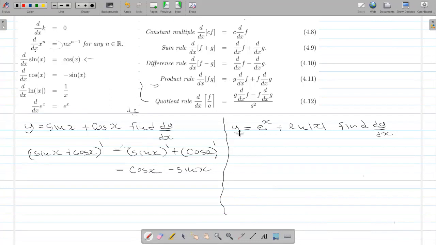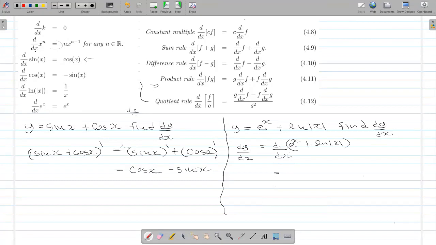So I'll go with this one. Okay. So I can apply the sum rule. Okay. So dy by dx, this one I differentiate this, e to the x plus ln x. I can put the bracket to say both of them, or I can write it without it.